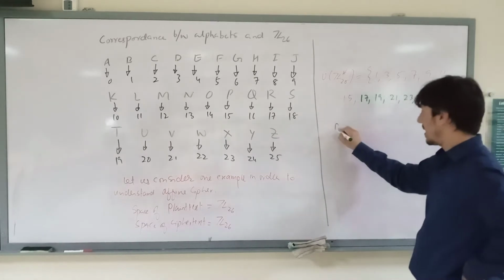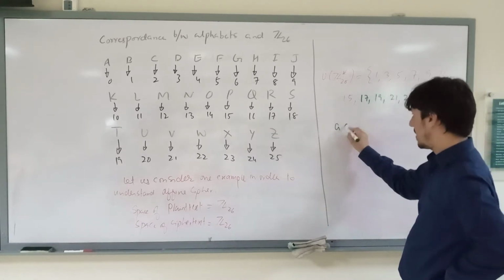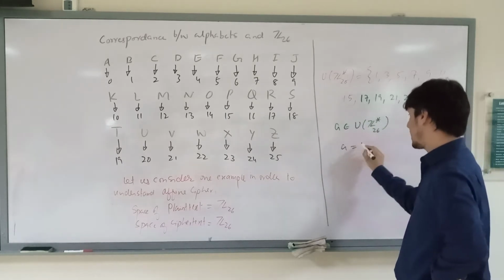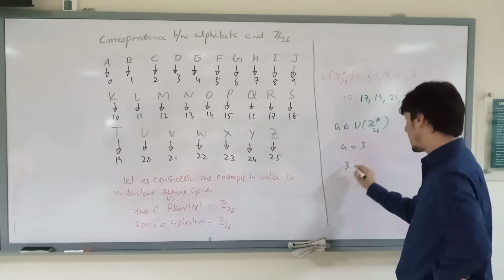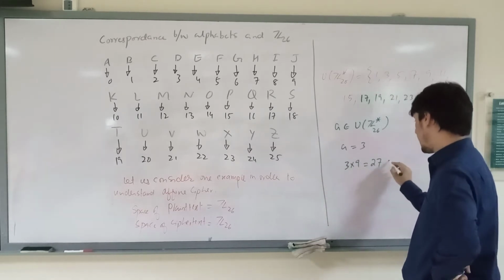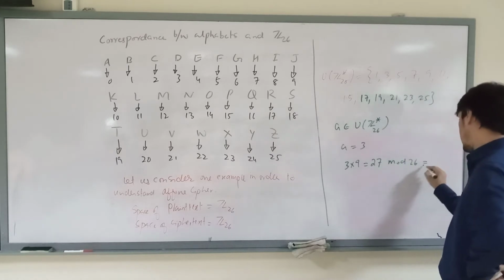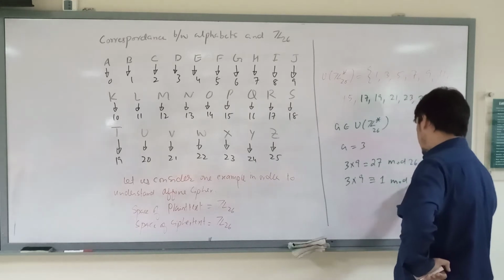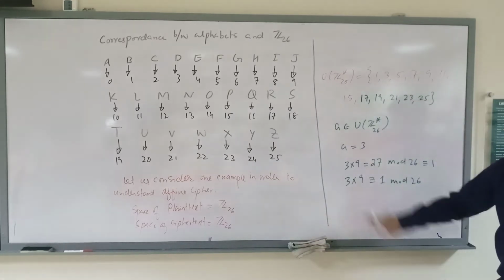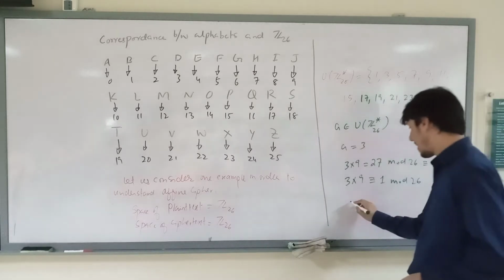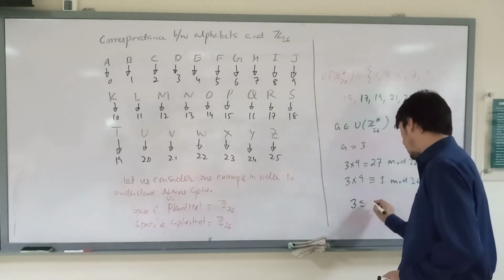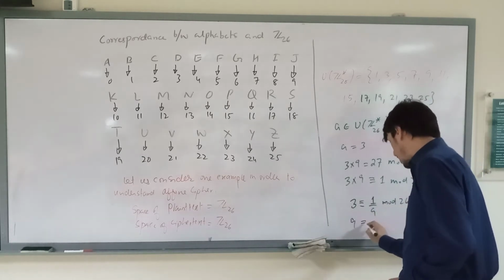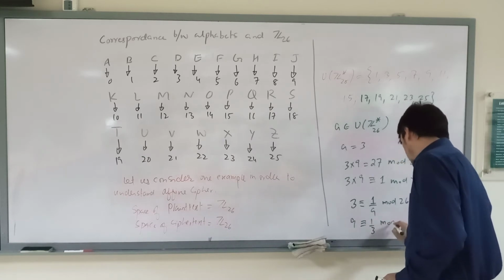So I have to select A for the affine cipher such that it belongs to the unit elements of Z26 star. So I take A as 3, because if you multiply 3 with 9, you will get 27, which under mod 26 is congruent to 1. So the inverse of 9 is 3 and the inverse of 3 is 9. So I can write 3 is congruent to 1 over 9 under mod 26, or 9 is congruent to 1 over 3 under mod 26.